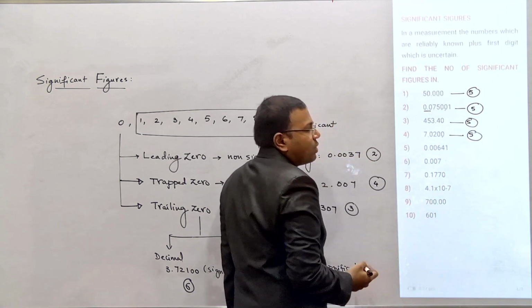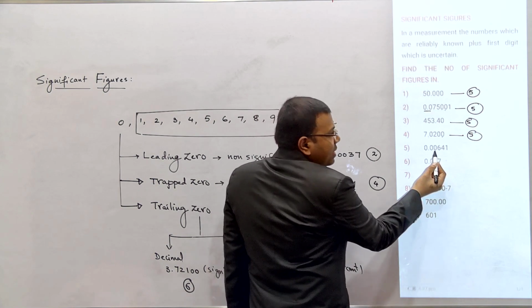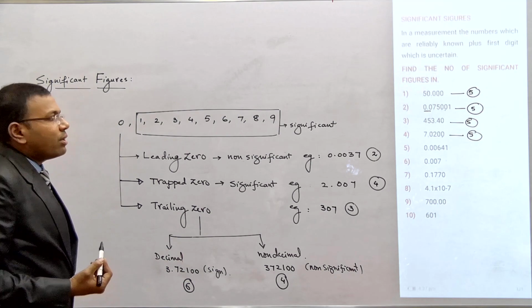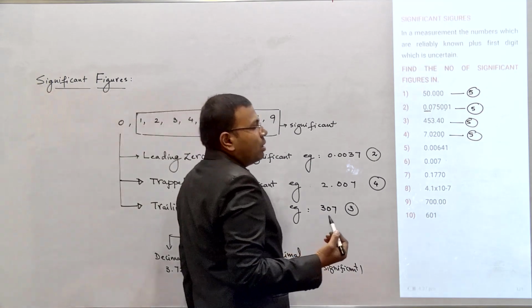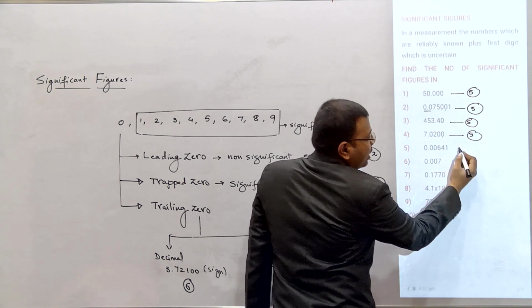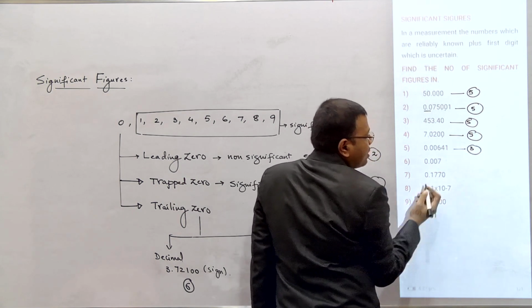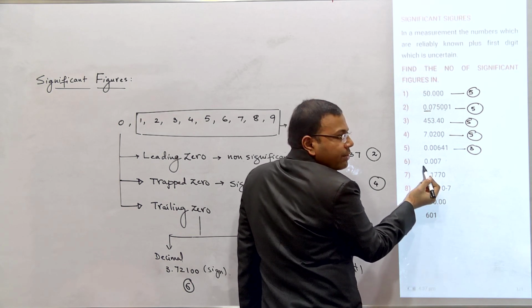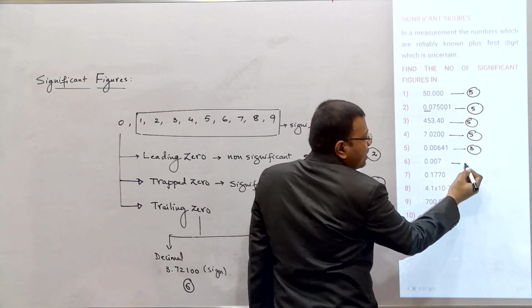Let us go for the next question. So these are the preceding zeros. All these preceding zeros, that is leading zeros, we can say. So how many zeros are there in between? No zeros. 1, 2, 3. So therefore here only 3 significant figures. Here also you can see all these leading zeros are there. So therefore only 1 significant figure.